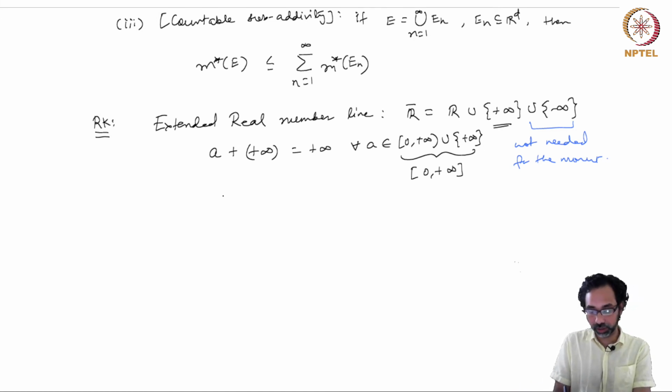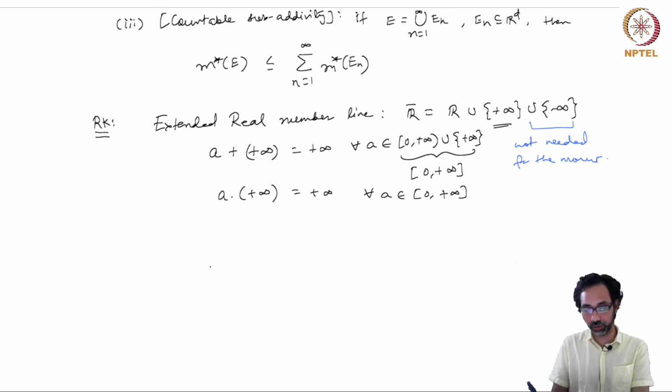Similarly, a multiplied by plus infinity is equal to plus infinity for all a in (0, plus infinity], and so on. I'm not going to write out all the axioms, but you get the drift. If you add a positive number to plus infinity, you get plus infinity. If you multiply a positive number with plus infinity, you also get plus infinity. There are other rules for division and so on, and you can look up these arithmetic operations in any book.